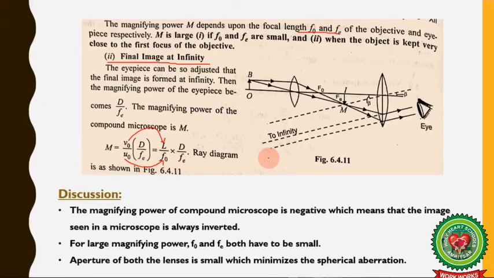Now let's see some discussion of the whole topic. Number 1, the magnifying power of a compound microscope is negative. This is one more important thing. Remember, the magnifying power of a compound microscope is negative, which means that the image seen in a microscope is always inverted. Number 2, for large magnifying power, f0 and fe both have to be small. And the third point is, the aperture of both the lenses is small, which minimizes the spherical aberration. So this is all about the compound microscope.